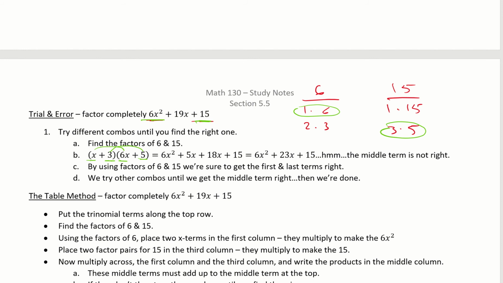But here's the problem. When you multiply the inner and outer products, the 6x squared's cool, the 15's cool, but when I do the inner and outer guys, these guys add up to 23x. Guess what we need? We need a 19x. So the middle term is not right. What do we do after that? We try other combos until we get it right. That's it. Trial and error says you are restricted to factors of 6 and 15, and you try all the different ways to put them together till you hit the one that gets you the correct middle term. It's the middle term that you're aiming for at the end, and if you get it, you write your answer and you're happy and you're done.